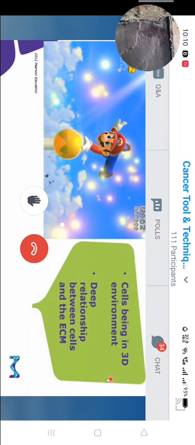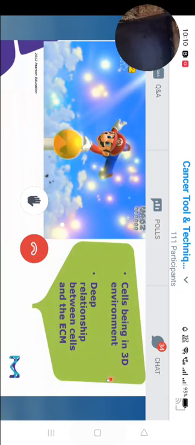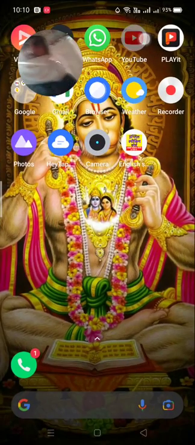So in a nutshell, in order to define 3D cell culture, we can say that when we culture the cells in a 3D environment to mimic the relationship between the cells and the ECM environment, we call it a 3D culture. So artificially, when we grow the cells in a 3D environment, where we are mimicking the natural environment, we call it a 3D cell culture. As simple as that. Okay.